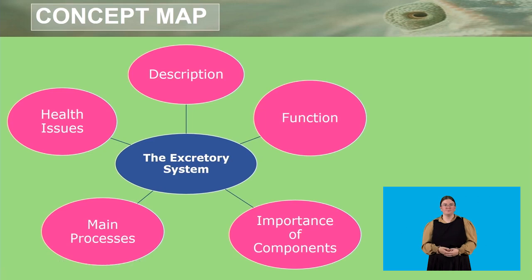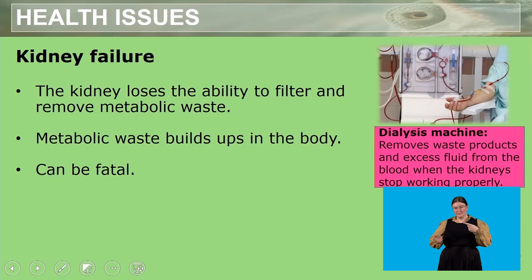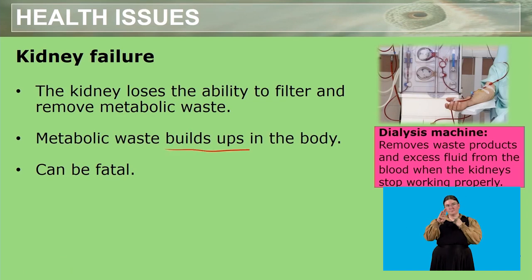Next, we will be looking at health issues that are related to the excretory system. First health issue is kidney failure. So what happens when you have kidney failure? Here, your kidney loses the ability to filter and remove metabolic waste. Metabolic waste builds up in the body, and this can be fatal.